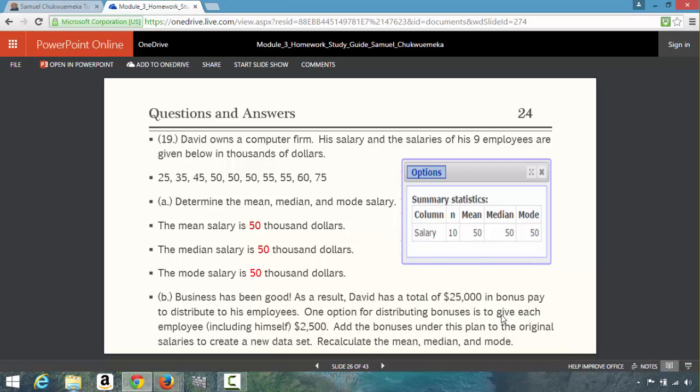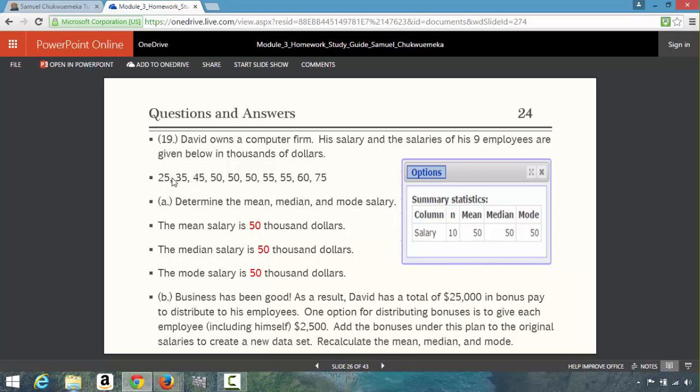Let's say it was Christmas, and he was very lucky. He made $25,000, and he said, "Oh, wow, we have this excess." So one option would be, let me give everybody 25,000 divided by 10, which is 2,500. Let me give everybody 2,500. So add the bonuses under this plan. Recalculate the mean, median, and mode.